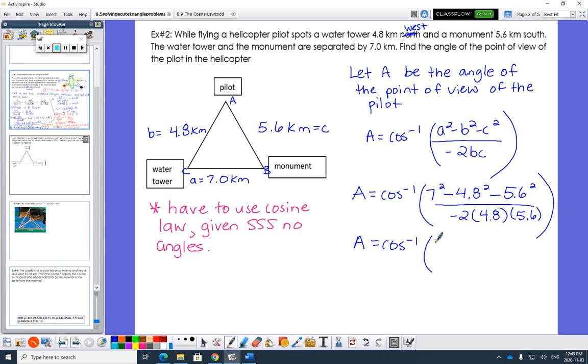So 7 squared is 49. 4.8 squared is 23.04. 5.6 squared, 31.36. And I'm actually going to not even do this yet.